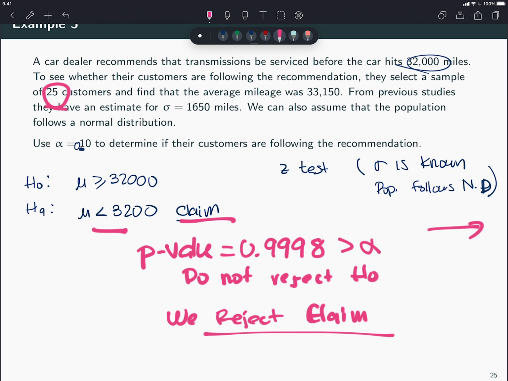So those are two examples of hypothesis tests using technology, one with the z-test and one with the t-test.